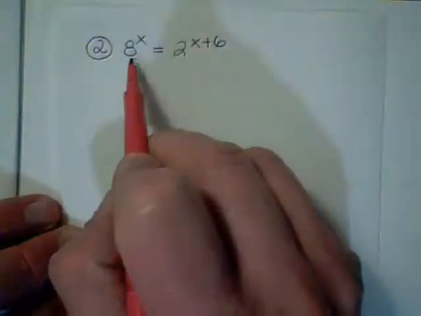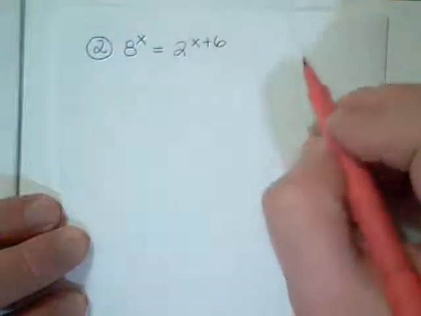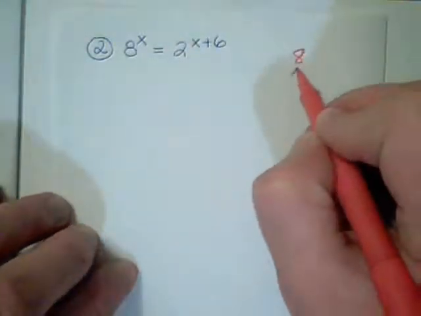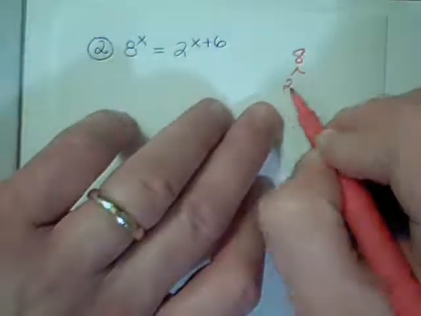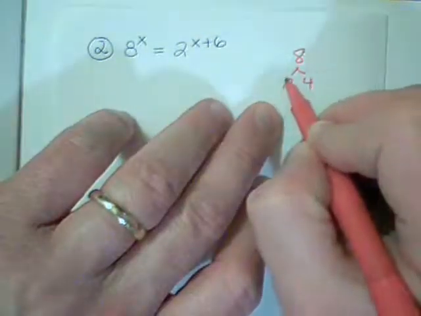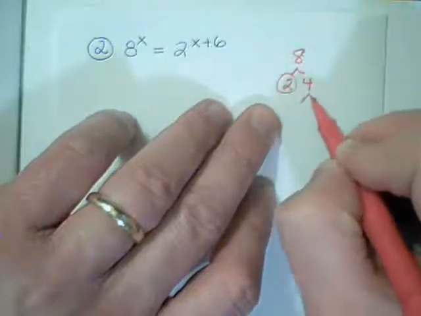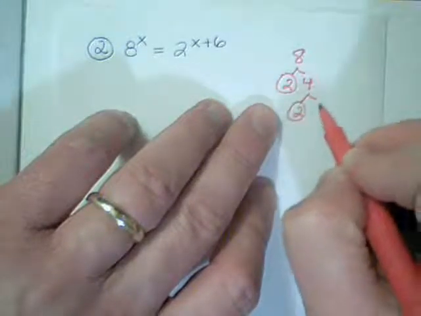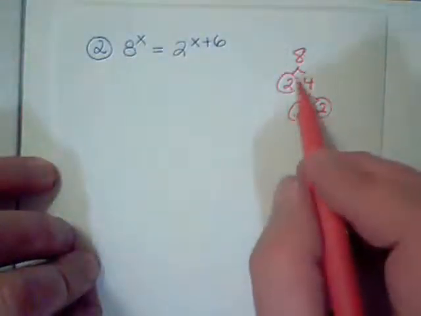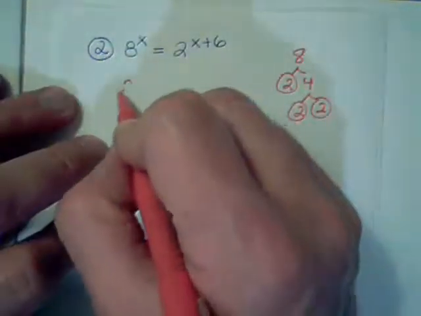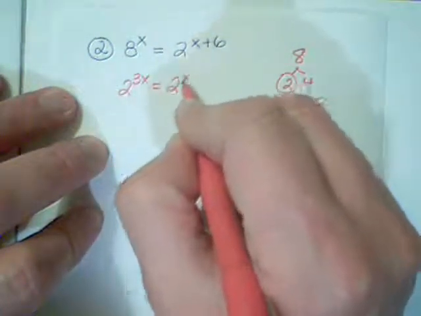As you can see, the bases are not the same, so I cannot set these two equal to each other yet. But if I take a closer look at the number 8 and try to break it down, this would be 2 and 4, and 2 and 2. So that means 8 can be written as 2 to the third power, and this would be 2 to the x plus 6.